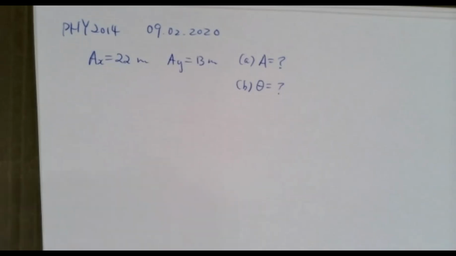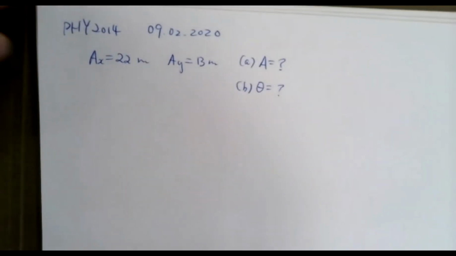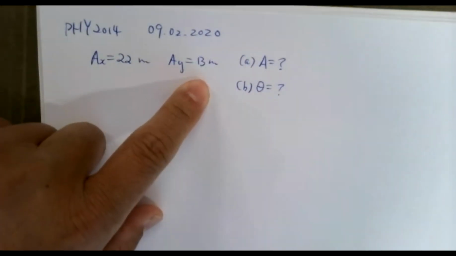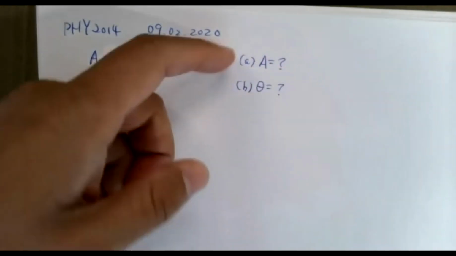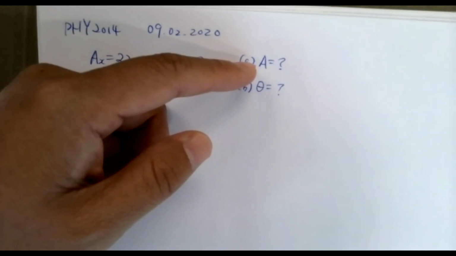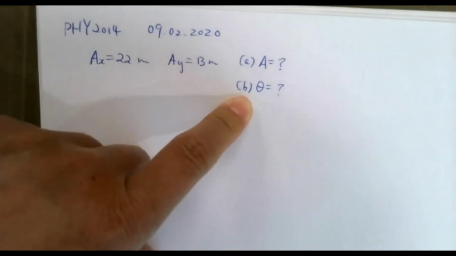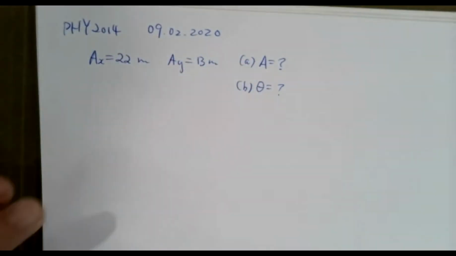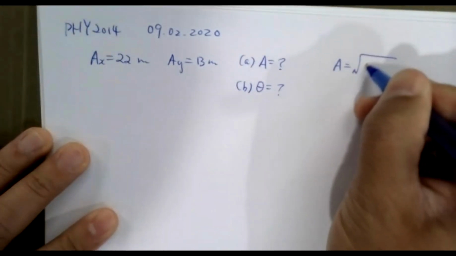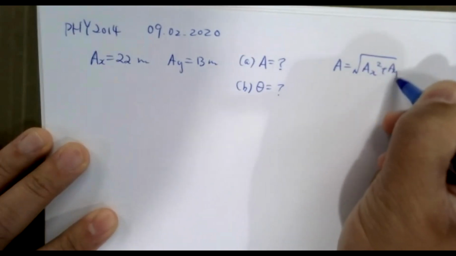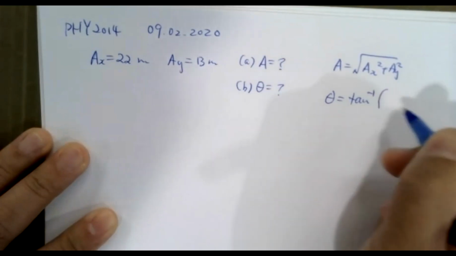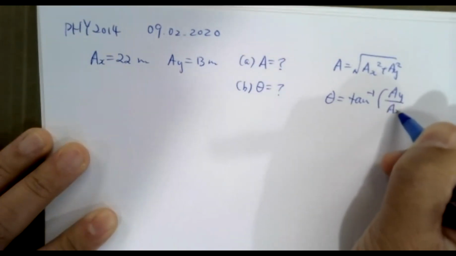Okay, let's take a look. We know that the x component is given as 22 meters and the y component is given as 30 meters. We are looking for the magnitude, which is expressed just in the italic form of the letter, and the directional angle theta. You can figure out the magnitude by using the x component squared plus the y component squared, and the directional angle as the tangent inverse of the y component over the x component.